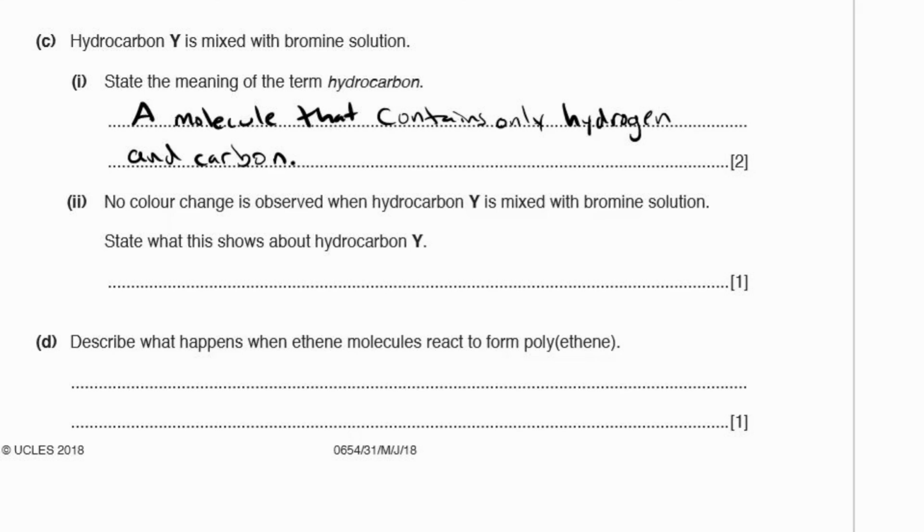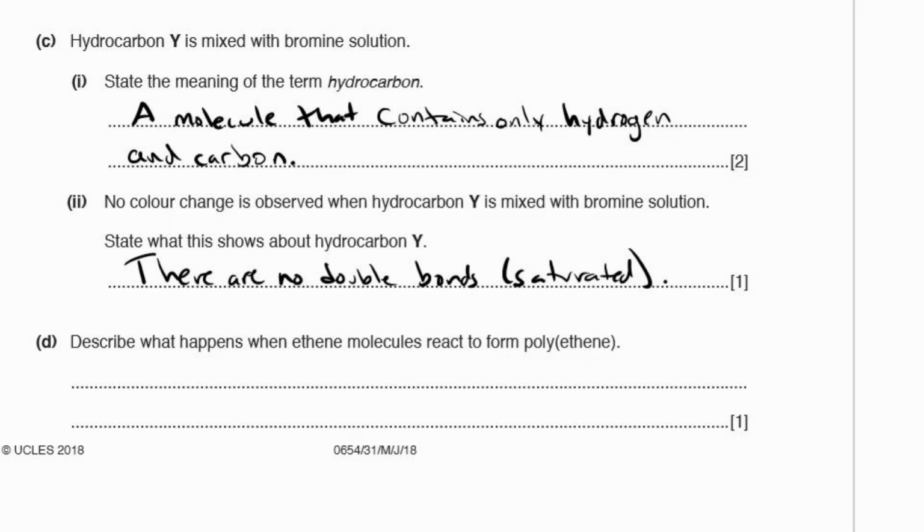Part 2. No color change is observed when hydrocarbon Y is mixed with bromine solution. State what this shows about hydrocarbon Y. Okay, what this shows is that there are no double bonds. It's saturated. It has all the hydrogens it can have, which means that there's no spots for the bromine to break the double bonds and to add across them. If the bromine is added to the double bonds, then the orange color will slowly disappear.